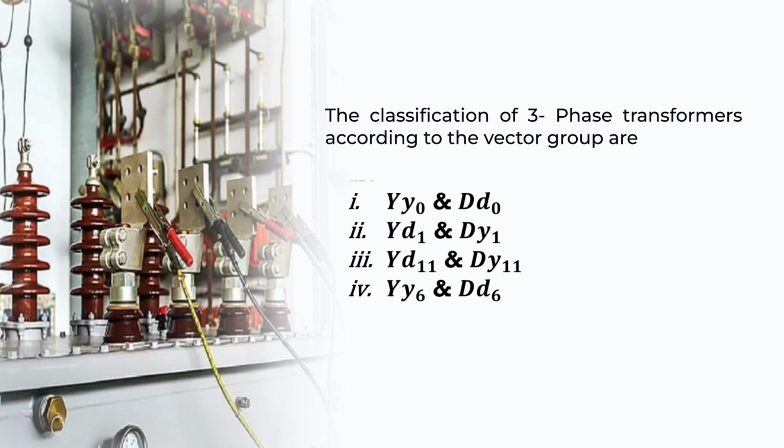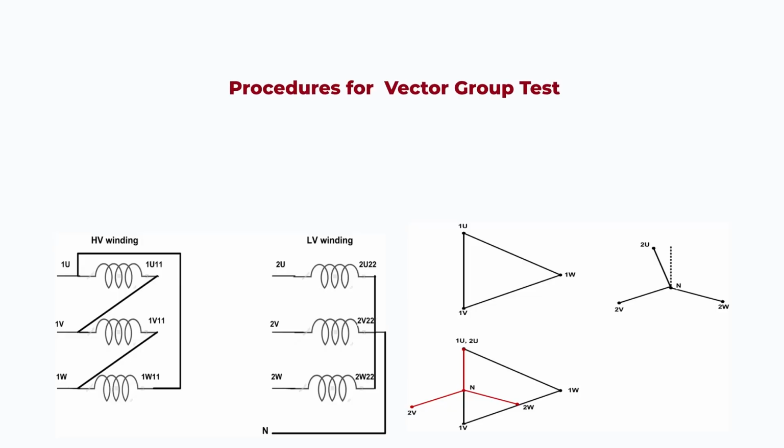That means both the high voltage winding phase and the low voltage winding phase are 180 degrees out of phase. Procedure for the vector group test: consider the transformer vector group as DY11. That means the high voltage winding is connected in delta, the low voltage winding is connected in star, and the low voltage winding is lagging the high voltage winding by 30 degrees.